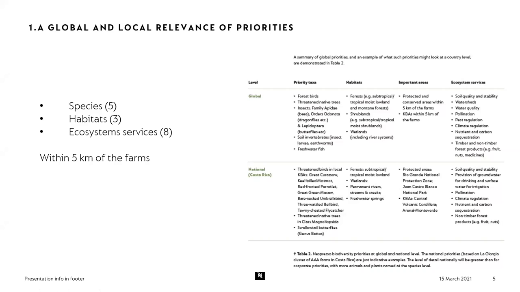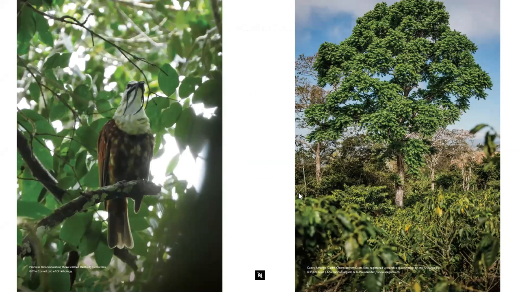And not just names, but I want to show you what it looks like when it comes to identifying those priorities. One of the birds in Costa Rica is this one. It's the three-wattled bellbird. And again, I show these pictures because it's not just paperwork or desktop work, as I say.